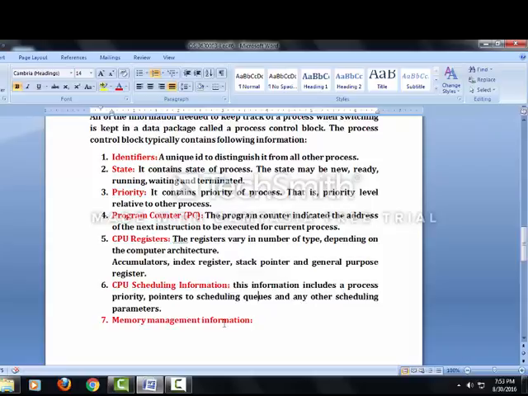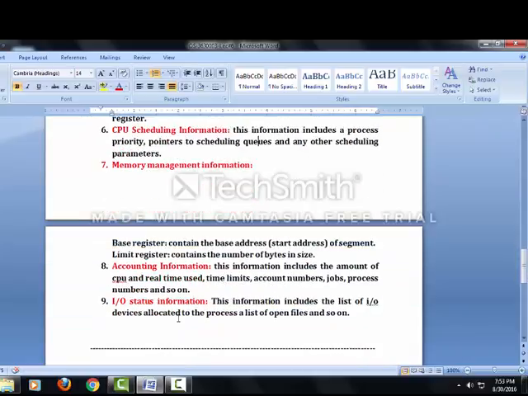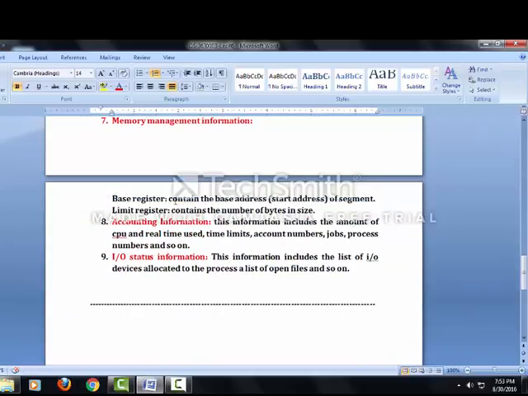Memory management information, that means the base register. There are two kinds of registers used for management of the memory. The base register contains the base address of the segment. The limit register contains the size in number of bytes. These are the two registers used for managing the memory.